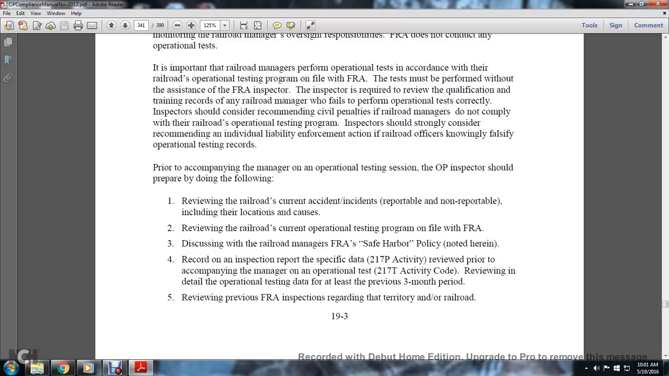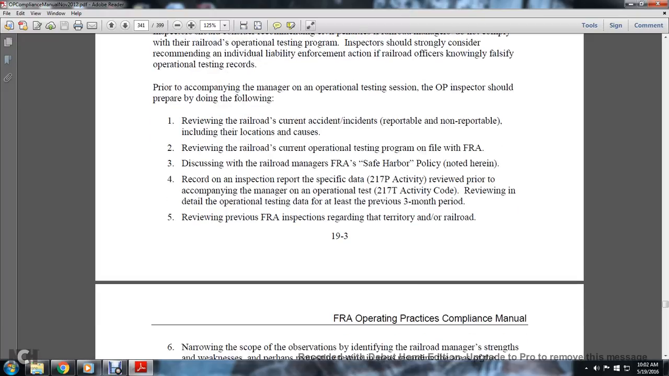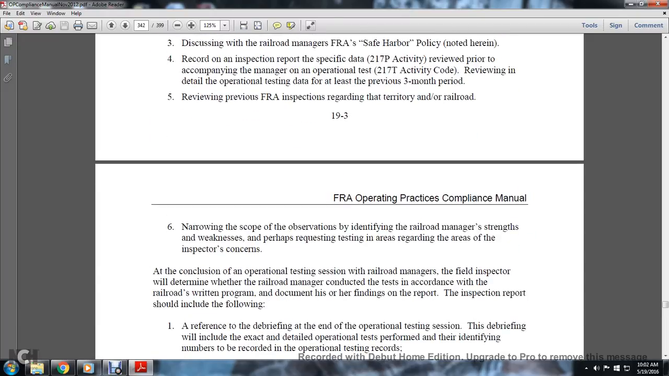3. Record in the inspection report the specific 217P activity reviewed prior to accompanying the manager on operational testing. 4. Review the 217T activity code, reviewing in detail operational testing for at least a three-month period. 5. Review with the FRA inspectors regarding the territory of the railroad. 6. Narrow the scope of the observation by identifying the railroad manager's strengths and weaknesses, perhaps requesting testing in the areas of the inspector's concern.